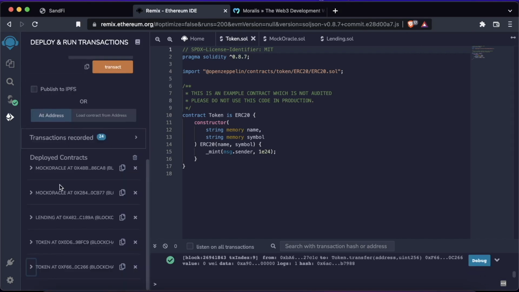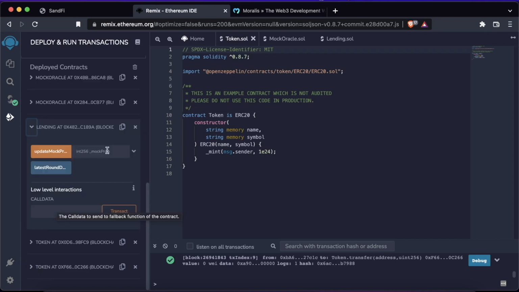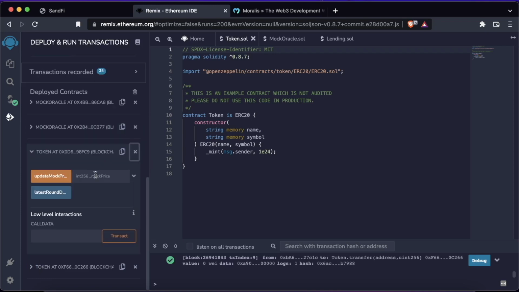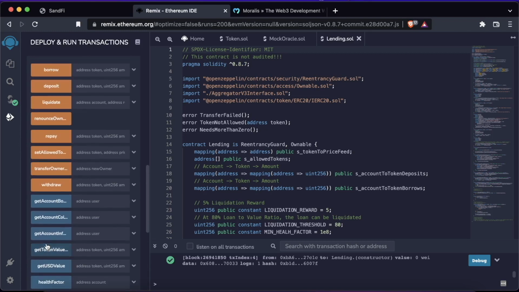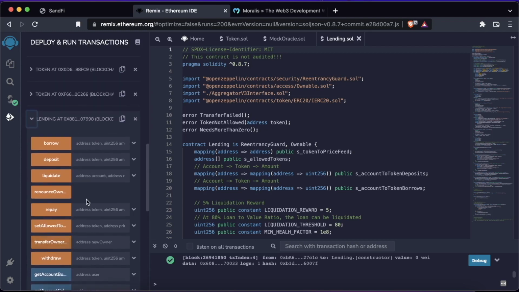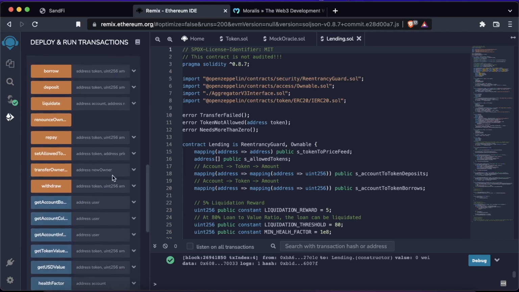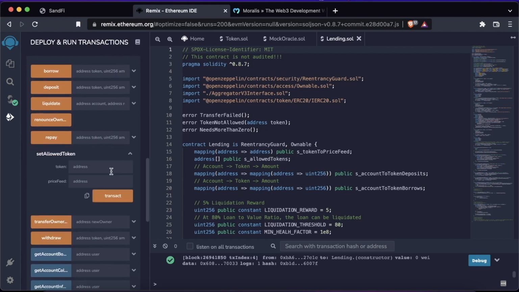Now we're set, but we are still in need of doing something else. We need to whitelist our tokens in the lending platform. So this is not working. Well, let's redeploy the lending platform. Here we are. This is correct. Now we need to whitelist our tokens. So for that, we need to set allow token, and this is going to ask us for the address of the token and the address of the price feed, which is easy right now.